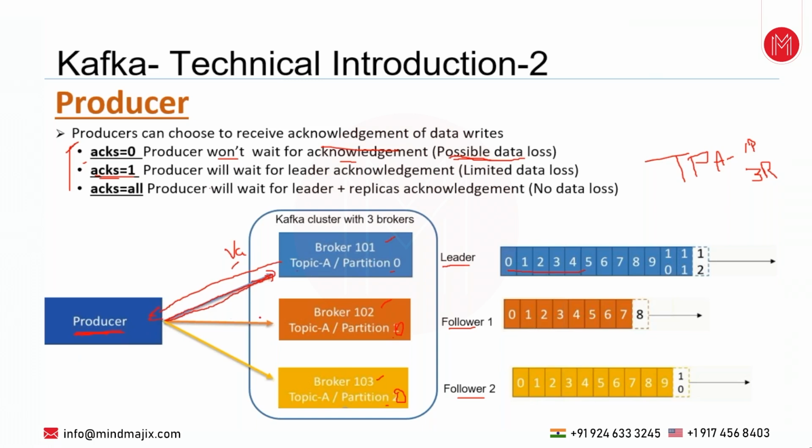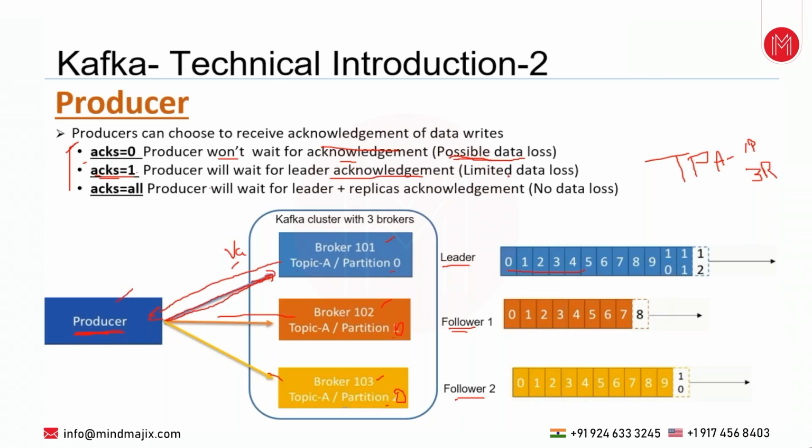And the producer will never wait for the follower brokers, because acks equal to 1 means it will wait for the leader acknowledgement only. So it will never wait to check: is my data replicated to all the followers? That thing will not be verified by the producer, because acks equal to 1 means only it will wait for the leader broker acknowledgement. That's it.